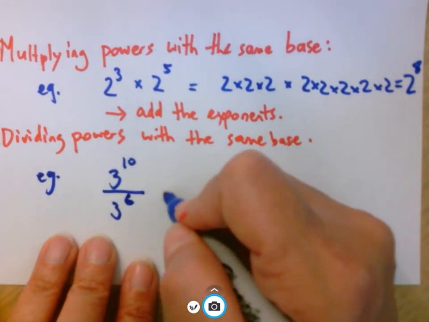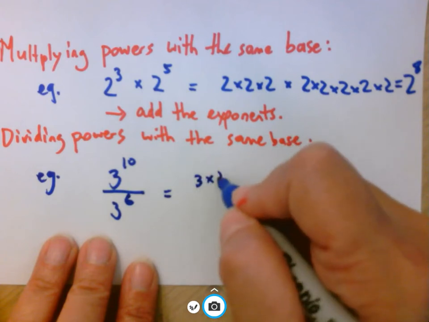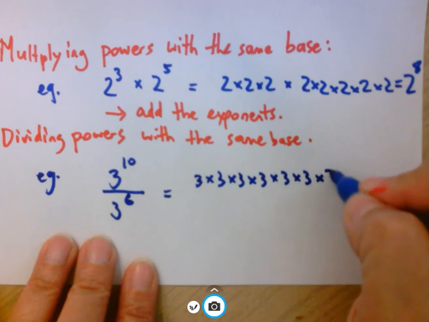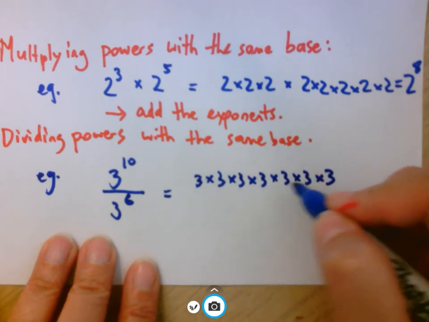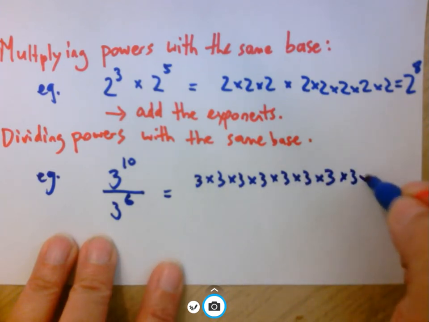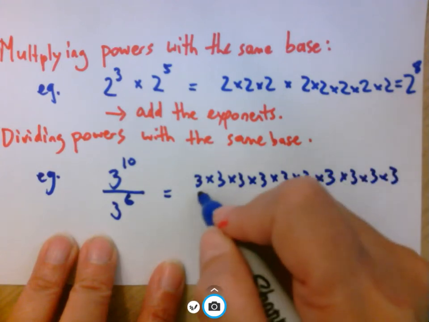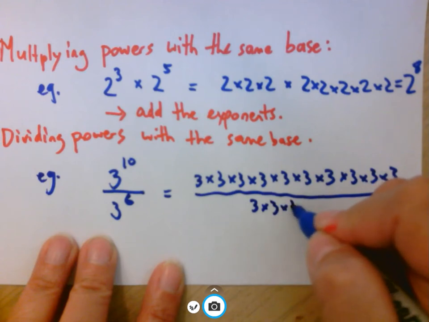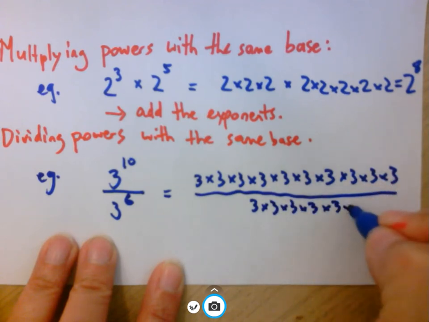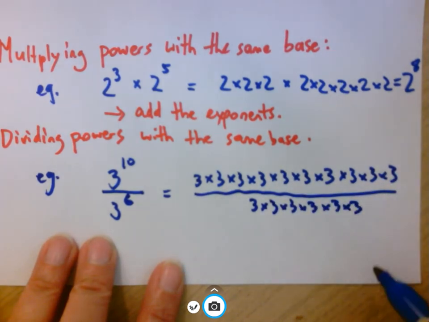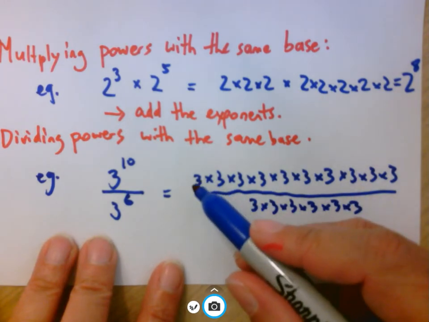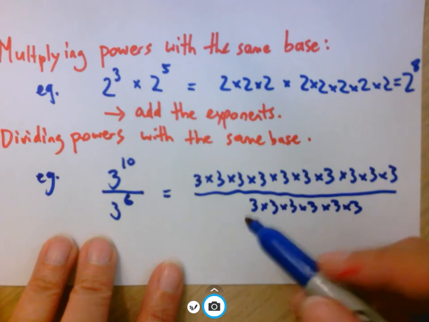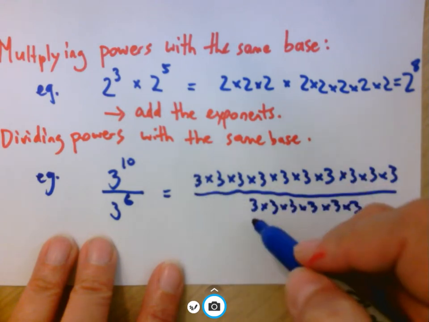All right, so that's going to be the same as 3 times 3 times 3 times 3 times 3 times 3 times 3, 1, 2, 3, 4, 5, 6, 7, 8, 9, 10, divided by 3 times 3 times 3 times 3 times 3 times 3, 6 of them. And what ends up happening is each of these 3's in the numerator will cancel out with a 3 in the denominator, like dividing top and bottom both by 3.